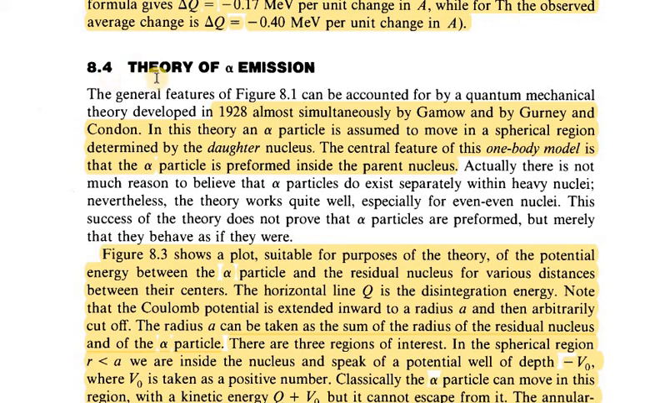Hi, today we will study the theory of alpha emission. It was first explained in the year 1928 by Gamow, Gurney, and Condon. In this theory, an alpha particle is assumed to move in a spherical region determined by the daughter nucleus. The central feature of this one-body model is that the alpha particle is preformed inside the parent nucleus.